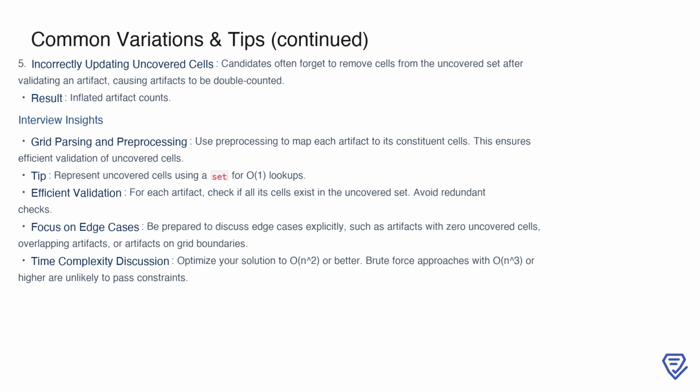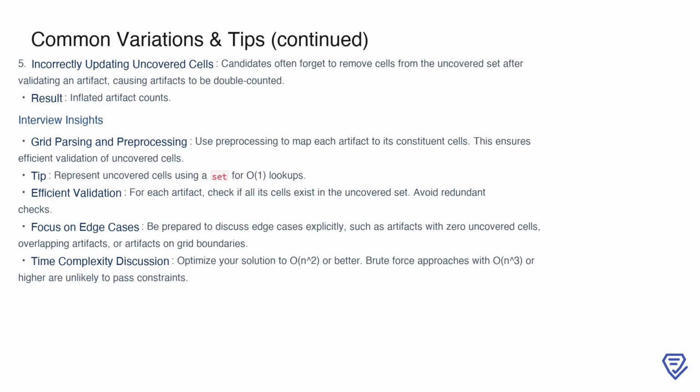To address these challenges, there are several key strategies to keep in mind. First, pre-processing the grid to map each artifact to its constituent cells can make validation much more efficient. For instance, representing uncovered cells using a set allows for constant time lookups. When validating artifacts, focus on checking whether all their cells exist in the uncovered set without performing redundant checks.